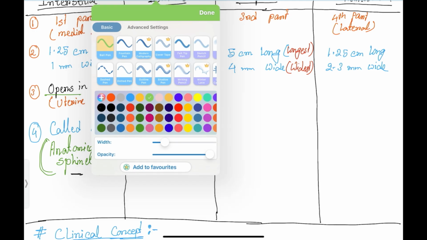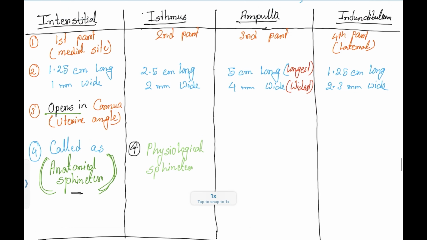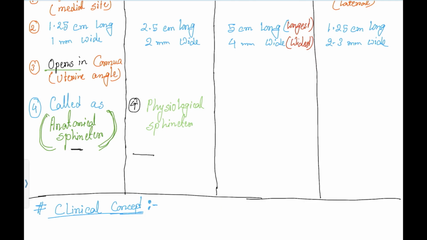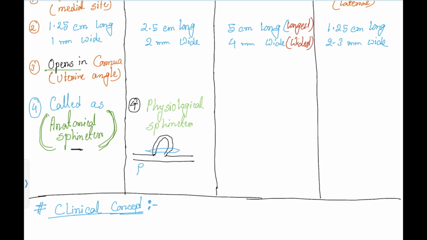Now coming to your isthmus portion, it is called the physiological sphincter. And another important concept: for females the permanent family planning method is tubectomy, and for males it is called vasectomy. The portion of the tube that we cut and ligate in tubectomy is the isthmus. We cut the isthmus, tie the knot, and then cut these portions, and this technique is called the Pomeroy technique.